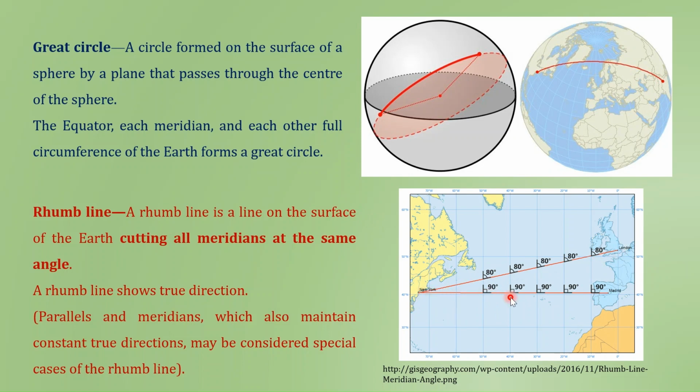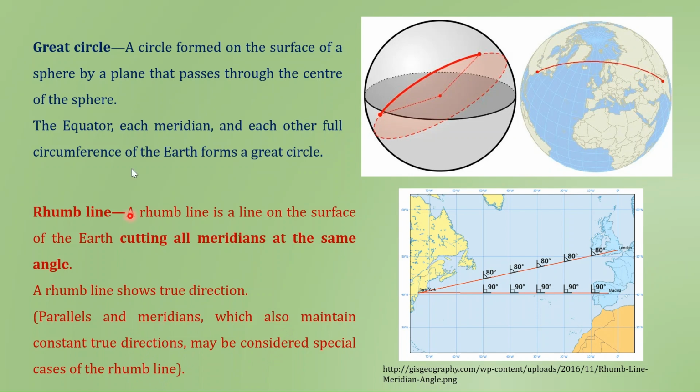Here we have the first line, which is cutting all the meridians at 90 degrees. Second, here we have one line which is cutting all the meridians at 80 degrees. So any line on the surface of the earth which is cutting all the meridians at the same angle is referred to as a rhumb line. This rhumb line shows the true direction, and the parallels and the meridians, which also maintain constant true directions, can be considered a special case of the rhumb line.